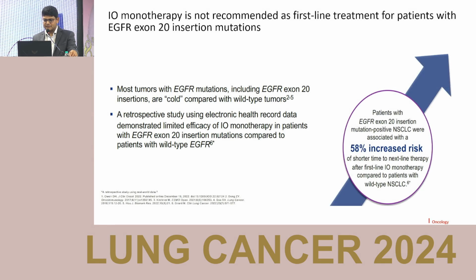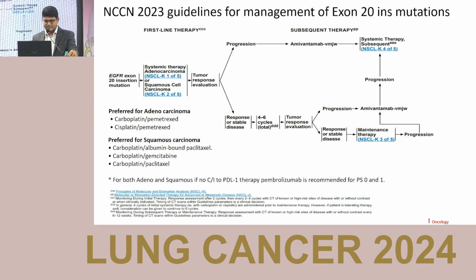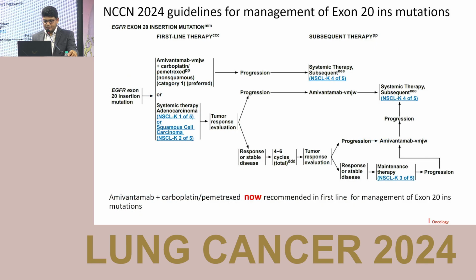IO monotherapy is not recommended, as we discussed prior, because the PFS is really low. So initially the guidelines were: you give platinum doublet first, and on progression you consider giving amivantamab. Now we have data. We are still awaiting DCGI recommendation, but amivantamab plus chemotherapy, platinum doublet with pemetrexed, is generally recommended in first line, and on progression you give the next line of treatment.